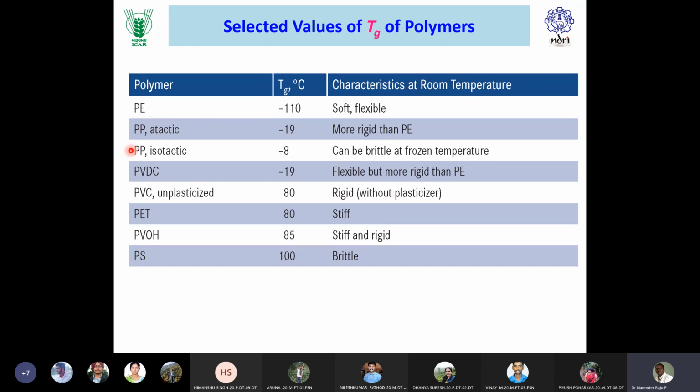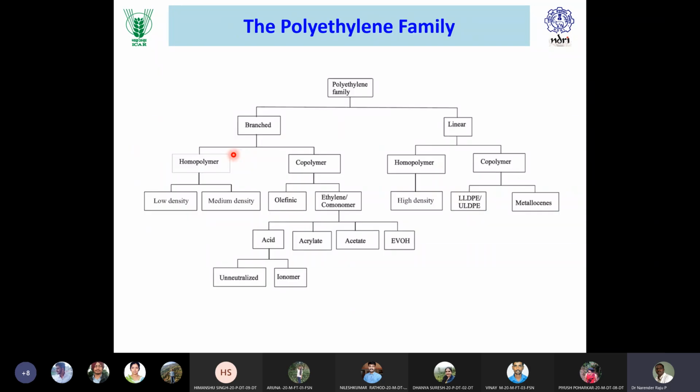One typical observation is that polypropylene's glass transition temperature is less than minus 10 degrees centigrade, and because of this, when it is exposed to temperatures below its glass transition temperature, it becomes brittle. That is a reason this material is not commonly used for frozen food packaging applications. We'll look at other attributes and properties of the other materials also.